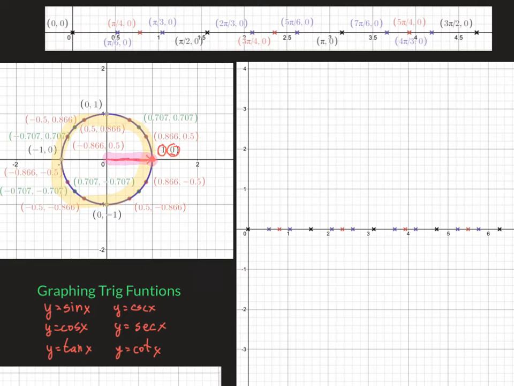So every x and y value, if you're on the unit circle, is also just the cosine and sine of the angle that goes through them. All right, so at an angle of 0, we know that sine of 0 is equal to 0.